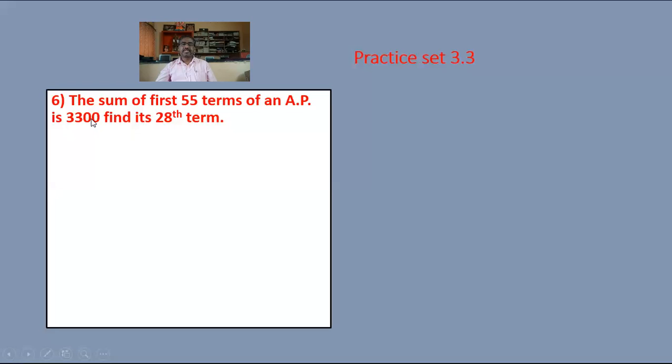Problem number 6 in practice set 3.3. The sum of the first 55 terms of an arithmetic progression is 3300. Find its 28th term.